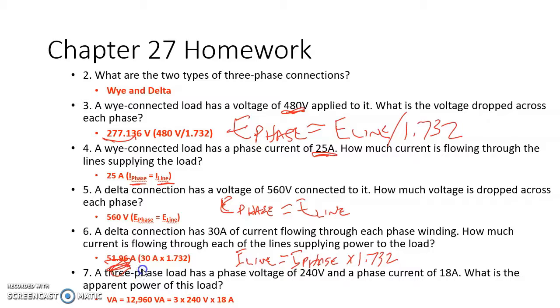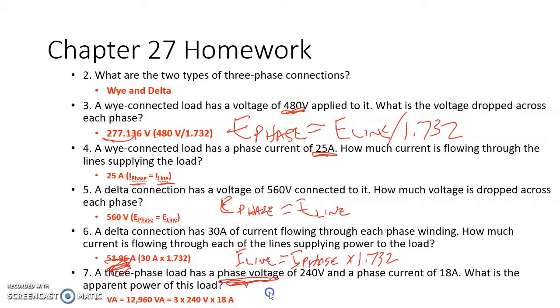Number 7, and finally the last one, a three-phase load has a phase voltage of 240 volts and a phase current of 18 amps. What is the apparent power of this load? So if you look at page 631, section 27-4, that shows this in more detail, but we're given phase voltage.